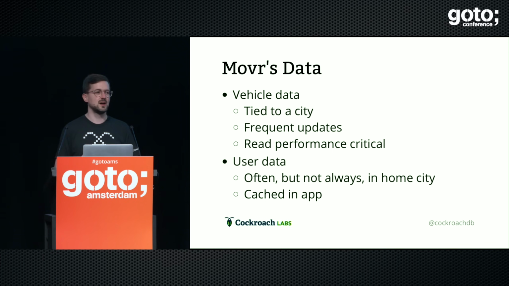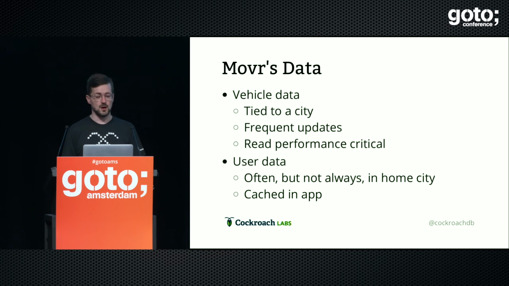The reason that we chose a vehicle sharing application as an example here is because it's a good illustration of a couple of different types of data that we can explore in some detail. The two main categories of data are exemplified by the vehicle data, which is tied to a particular city. It's updated very frequently. And this is really the most important data that Mover has in terms of the user perceived performance of the app, because every time you start up the app, it's got to load up a list of the available vehicles and show you where they are.